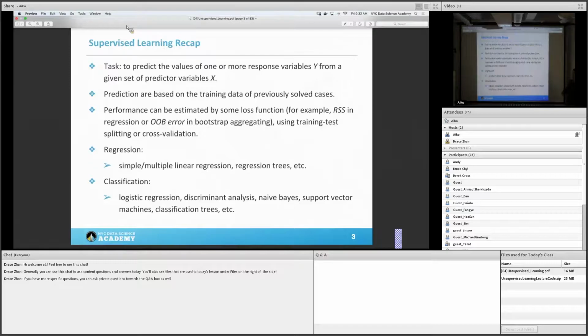For regression, there are simple and multiple linear regression, regression trees, etc. And there is also SVR, support vector regressor. And there are also tons of nonlinear regressions grandfathered by the simple linear regression. In classification, there's logistic regression, discriminant analysis, naive Bayes, support vector machines, and classification trees, etc. And there are a lot more algorithms which were not in our syllabus.